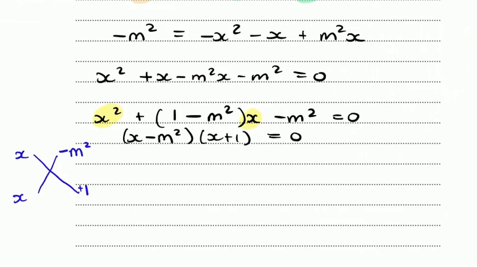So let's just double check. I've got x squared plus x minus m squared x minus m squared. Okay, so that actually does work out. And here I can see x is equal to m squared, or x is equal to -1.